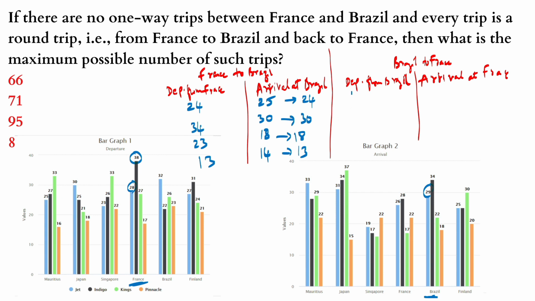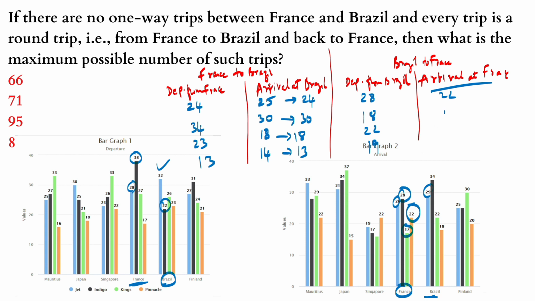So what about departure from Brazil? Departure from Brazil is 32. So 32 minus 4, which is 28, and the second one is 22 minus 4, which is 18. The other one is 22 and the other one is 19. And arrival at France. So this one, 26 minus 4, the 22. 28 minus 4, 17 minus 4, and 22 minus 4.